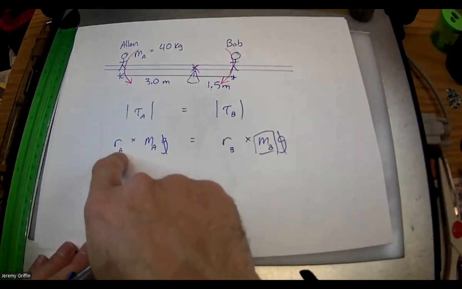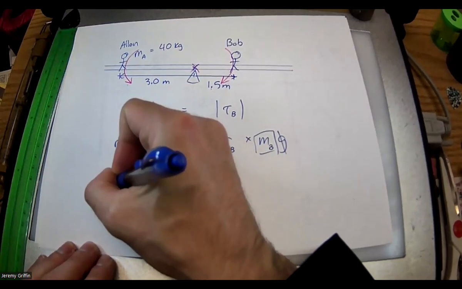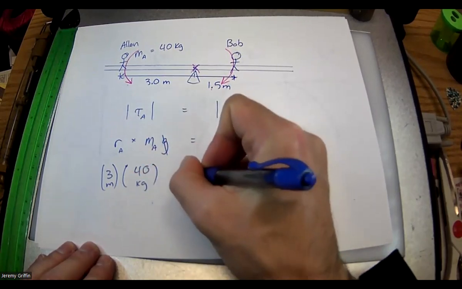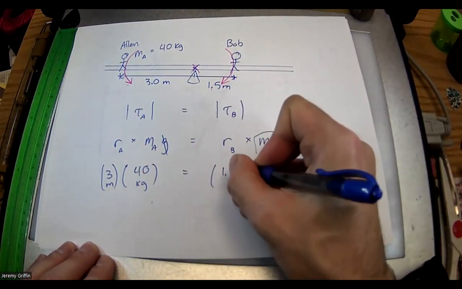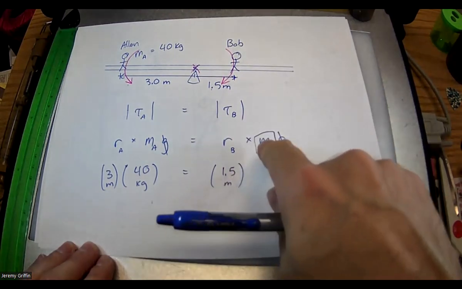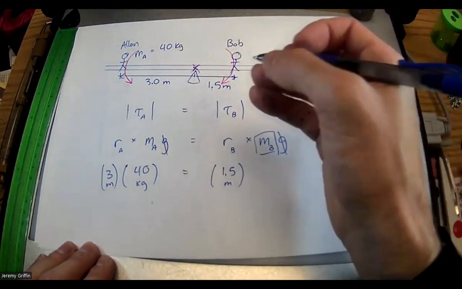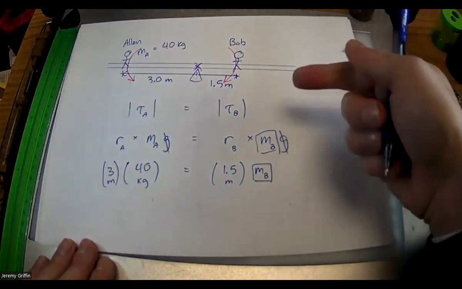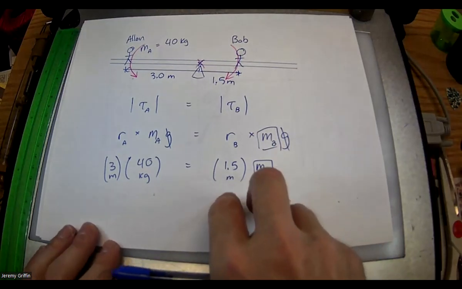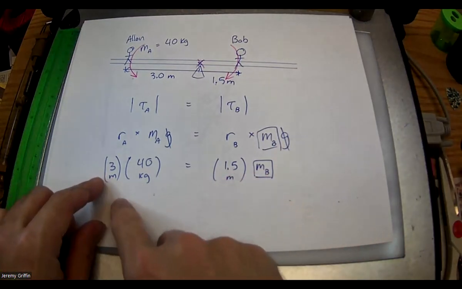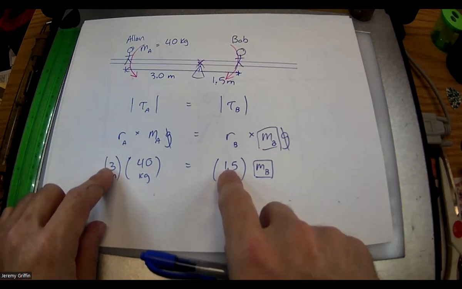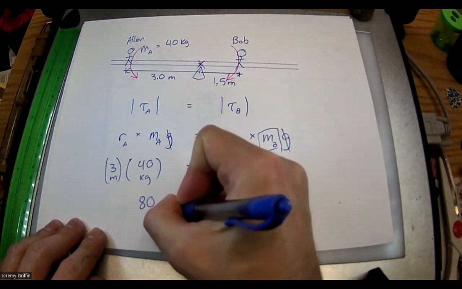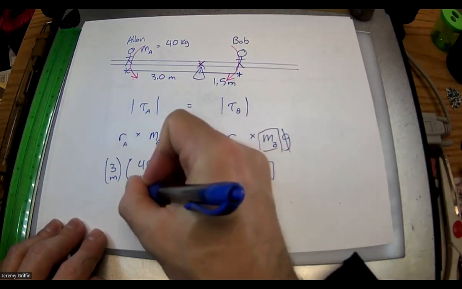So this guy's sitting 3 meters out, has a mass of 40 kilograms. This guy's sitting half the distance out. Now it's to the right, so like negative, negative, drop the negative. So what's this guy's mass? We cut through some negative signs with the absolute value, but you guys get the idea. If you divide 3 by 1.5 meters, the meters cancel. 3 over 1.5, is that a ratio of 2 to 1? 2 times 40, is that 80? The kilograms is the mass of Bob.